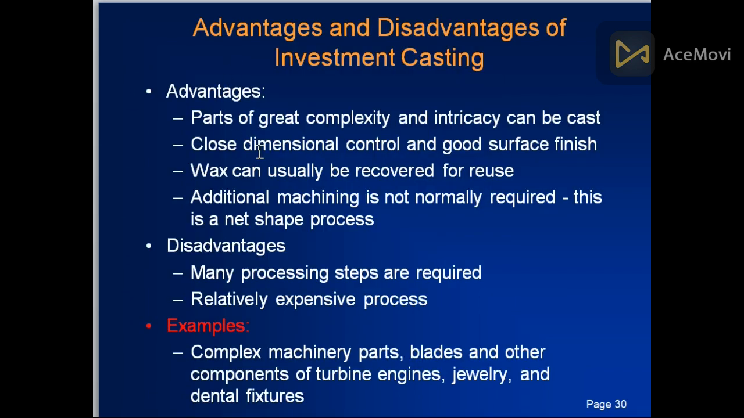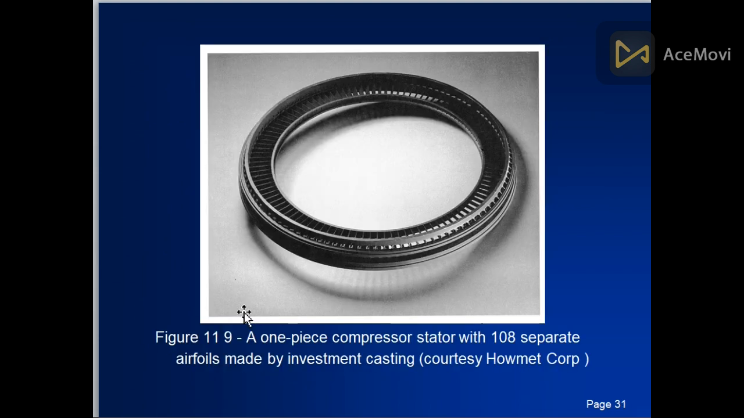Advantages: parts of great complexity and intricacy can be cast. Dimensional control is good, and the wax can usually be recovered for reuse. Additional machining is not required. Disadvantages: the process is lengthy and relatively expensive. Examples are complex machinery parts, blades and other components of turbine engines, jewelry, and dental fixtures. So it is also of big use. This is a part that is made by investment casting.